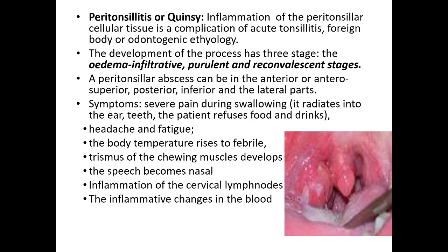Symptoms: severe pain during swallowing. It radiates into the ear and teeth. The patient refuses food and drinks. Headache and fatigue. The body temperature rises to febrile. Trismus of the chewing muscles develops. The speech becomes nasal. Inflammation of the cervical lymph nodes, and inflammatory changes in the blood.